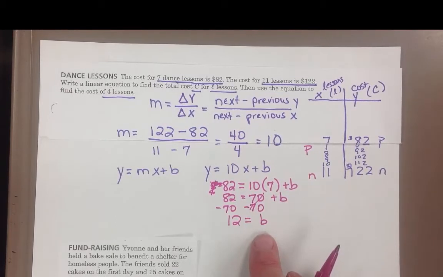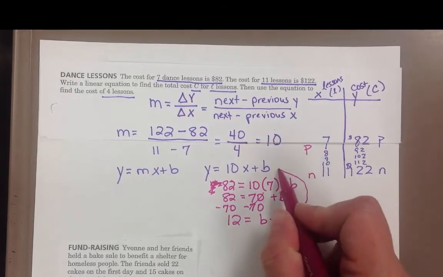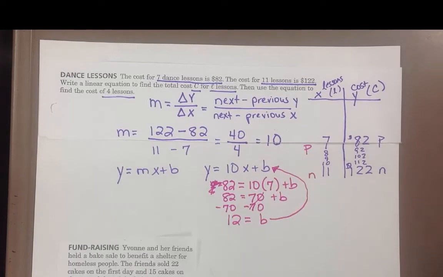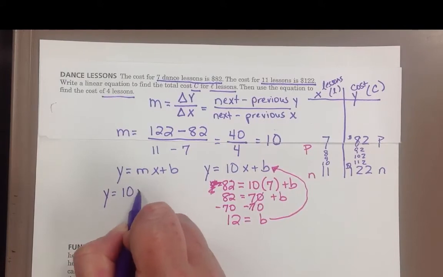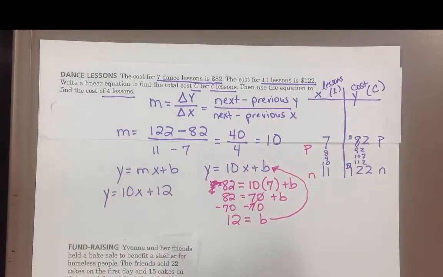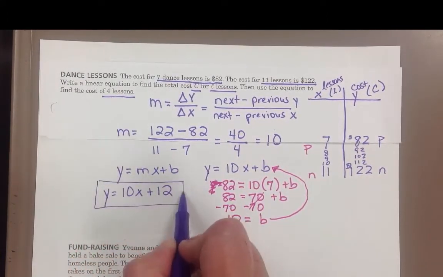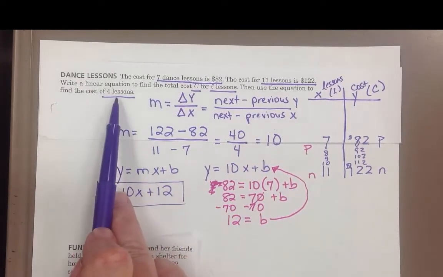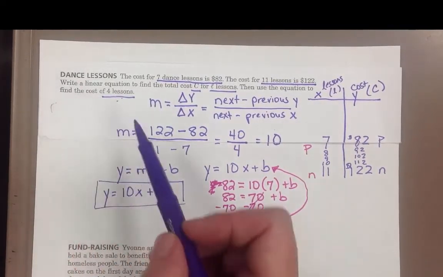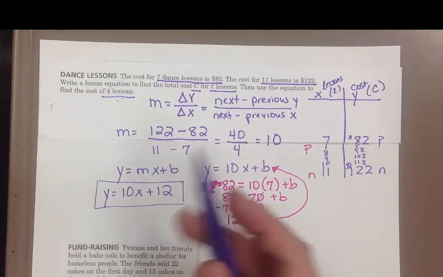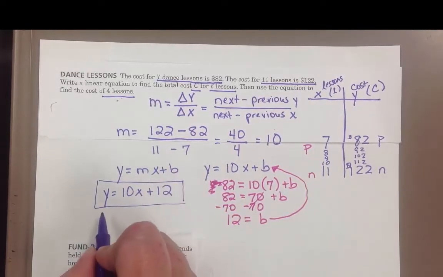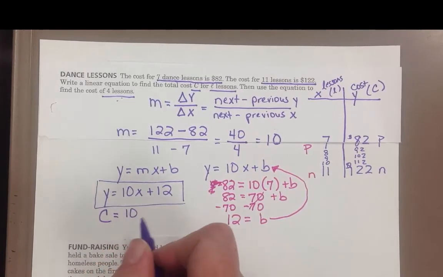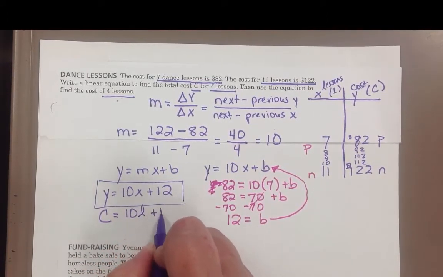b equals 12. So now I can take that amount and put it into my equation, and I have my actual slope-intercept form. So y equals 10x plus 12. Okay, so there's the equation, and if I use that equation to find my 4 lessons, I'll just plug in 4 lessons. I should be changing these to my variables right now, so let's do that because I'm realizing I don't have it. So their slope-intercept form, change it to c equals 10 times lessons plus 12.